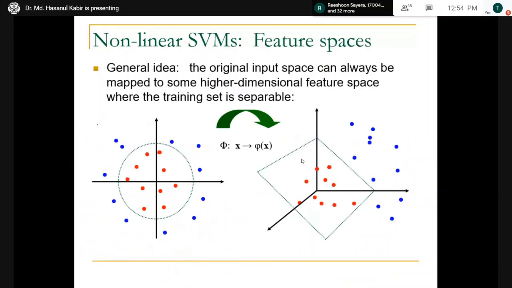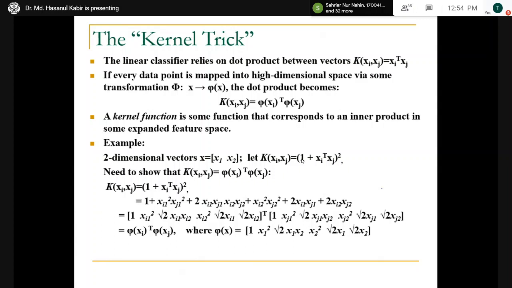Like I've shown over here, we have a 2D example. This is the X space. This is the Z space. We have done this phi transformation. Now, once we have reached this 3D space, are they linearly separable? Yes, right? They can be linearly separated. But the problem is that it's very much expensive.